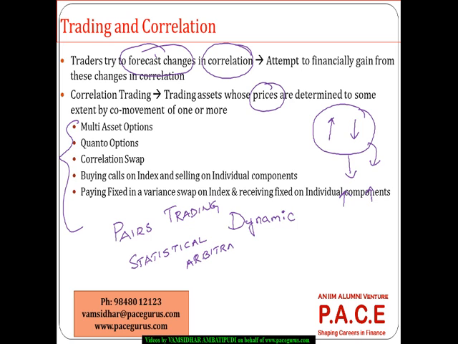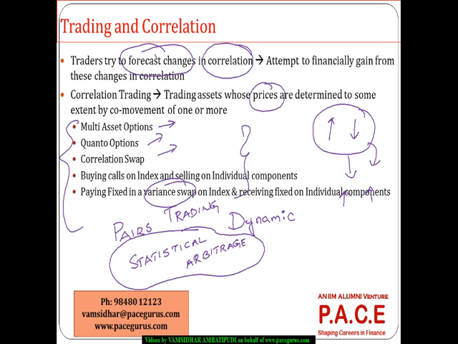We are trying to make a profit through the statistical trading mechanism, putting in the pairs trading. And there are different kinds of ways in which I can enter into it. One, I have the multi-asset options. Two, we have Quanto options. Three, a correlation swap. Four, buying calls on the index and selling on the individual components. And finally, paying fixed in a variance swap and receiving fixed on the individual components of the index.